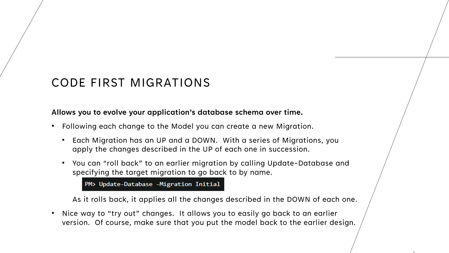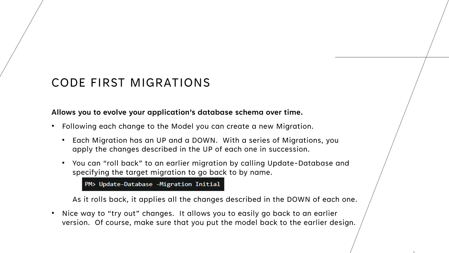Every time we make a change to the model, we just can create a new migration, okay? Migrations have that up and a down, so with a series of them, you can go forward through the design changes, roll back to an earlier design if you want to that way as well, right? By the way, to do that, the actual command, you just say update database dash migration and the name, you don't have to have the timestamp, but the name of the migration itself, and you'll just go back to that earlier migration. As it rolls back, it applies all the changes in the down of each one, okay? If you're going back 2 or 3 different generations in the migrations, that's not a problem, right?